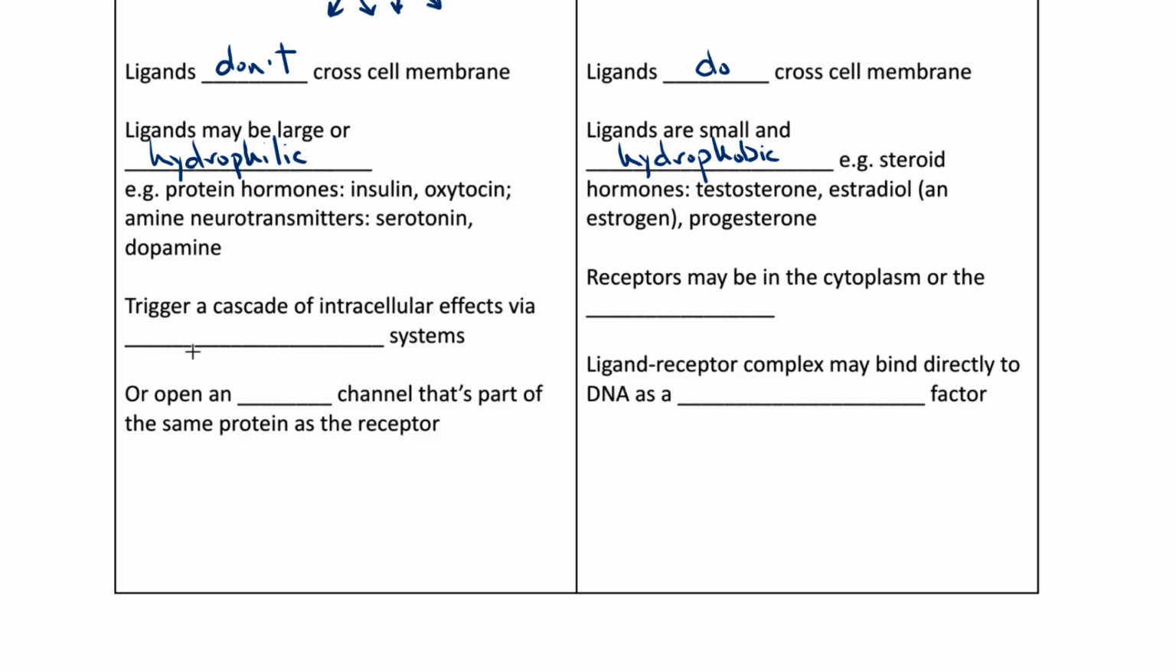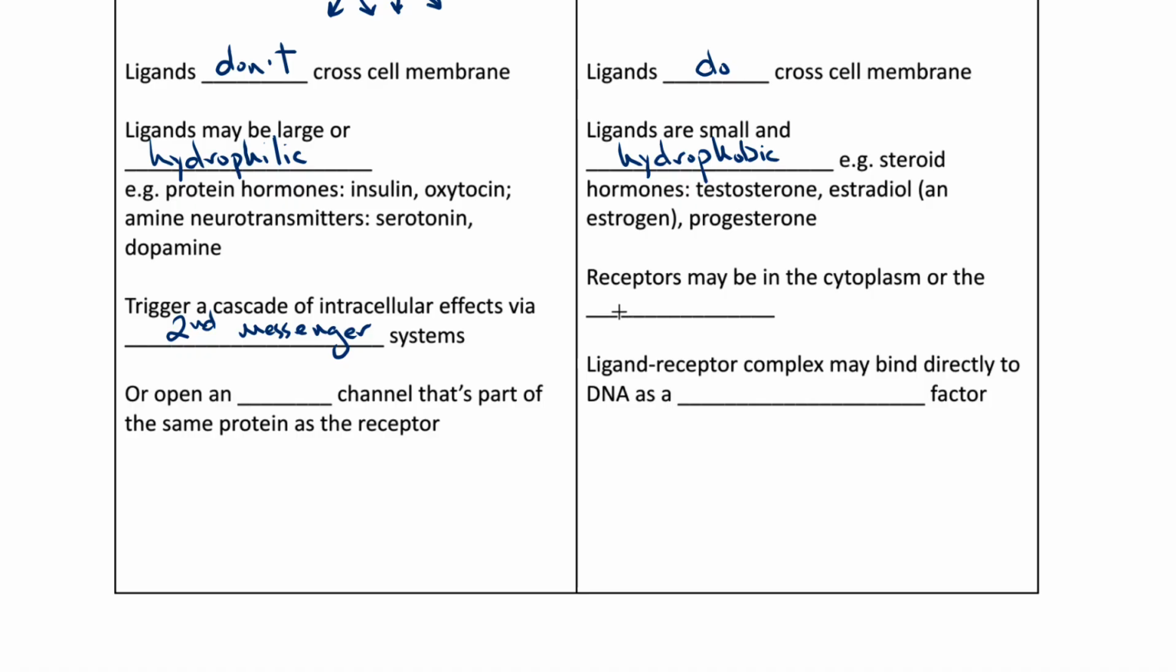As we saw in the diagram above, in the transmembrane case, the original signal, the original chemical messenger, stays outside the cell, but it triggers a cascade of intracellular effects via second messenger systems. So we use the term second messenger to refer to the molecules that are carrying the signal in the signal transduction pathway. The first message is the original ligand that stays outside of the cell. The second messengers are the ones in the signaling cascade inside the cell.